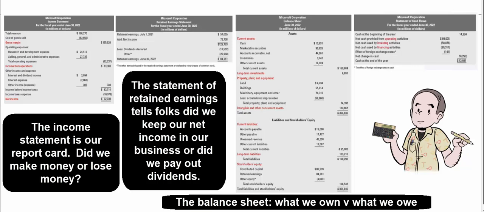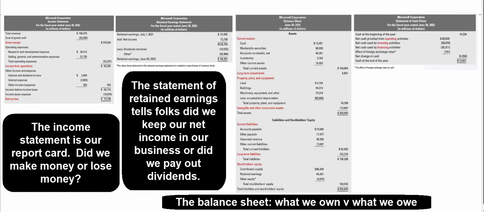As of the end of our fiscal year, what did we own? Those are called assets. What did we owe? Those are called liabilities. And the difference between what we own and what we owe is our equity. Those first three statements come from the accounting cycle.